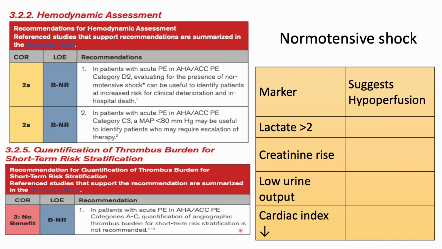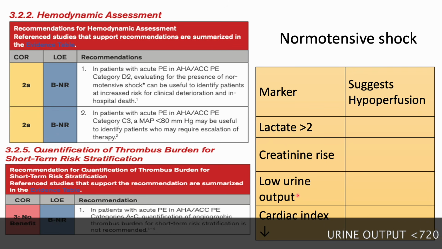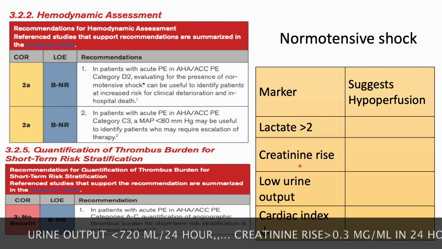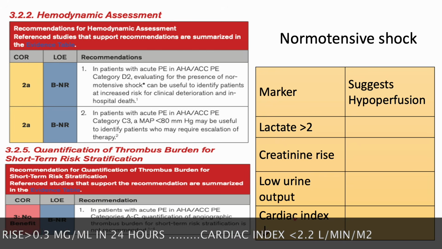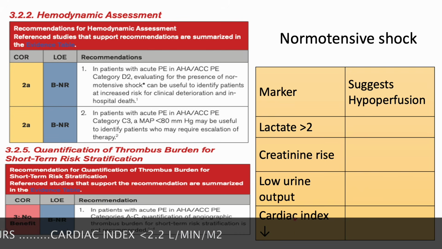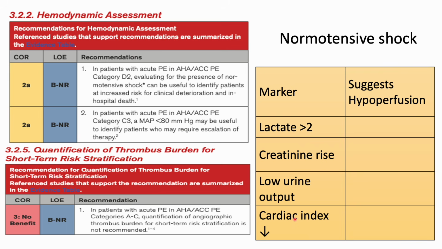What is this normotensive shock? Normotensive shock means that there is isolated hypoperfusion with any one of the following: serum lactate more than 2, a low urine output of less than 720 ml in 24 hours, a creatinine which rises more than 0.3 milligram per ml in 24 hours, or a reduction in cardiac index to less than 2.2 liter per minute per meter square, from peripheral arterial and mixed venous oxygenation saturation values.